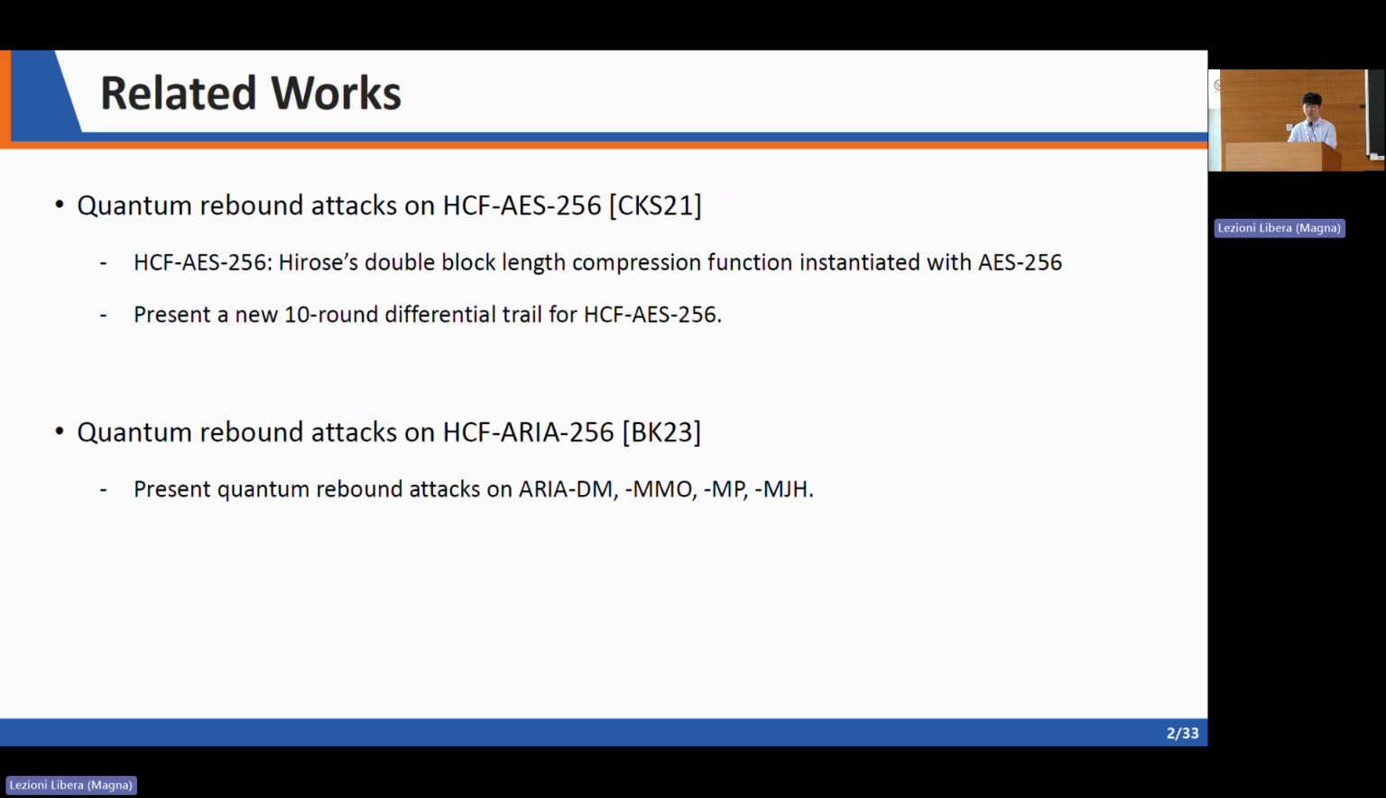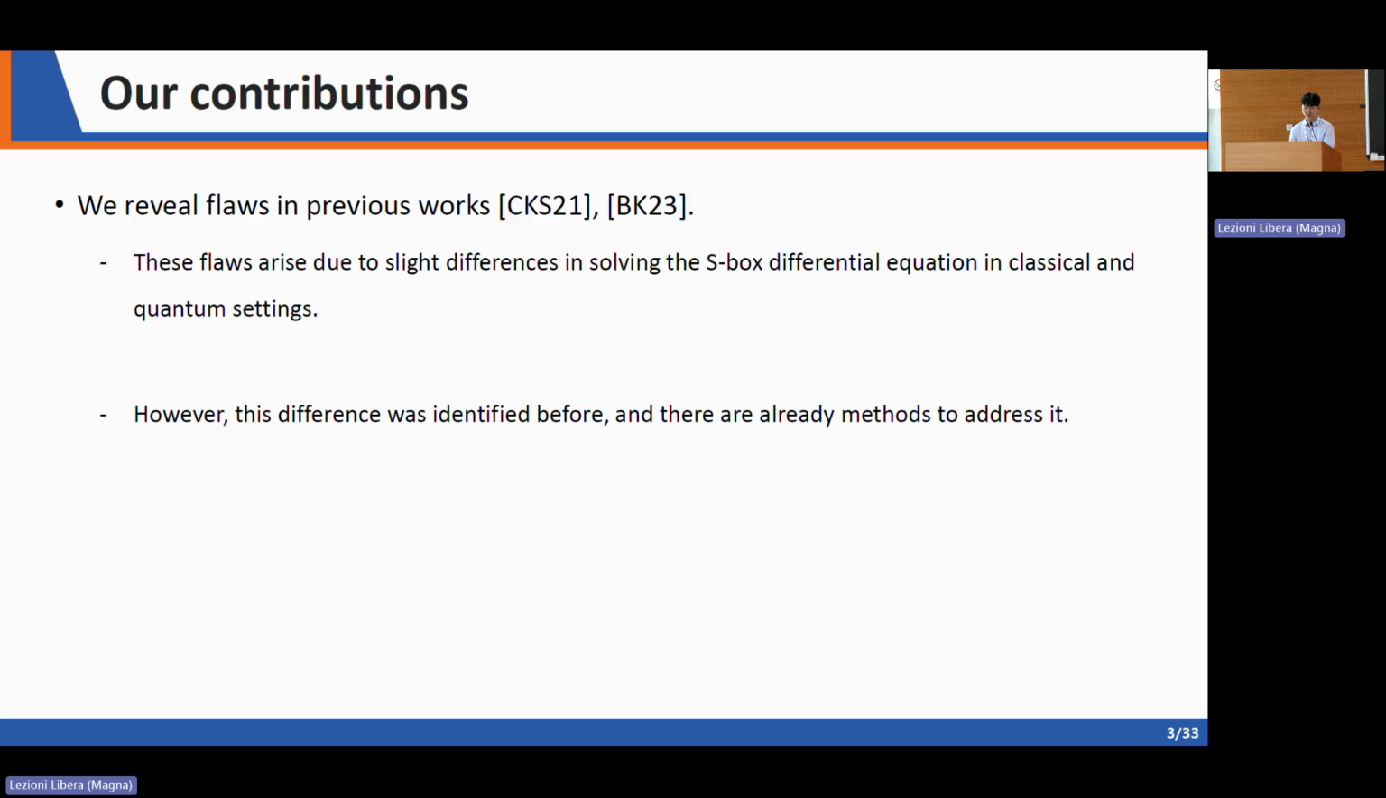One is quantum rebound attack on HCF AES, and the other is quantum rebound attack on HCF ARIA, where HCF refers to Hirose's double block length compression function. There are flaws in these two previous works.